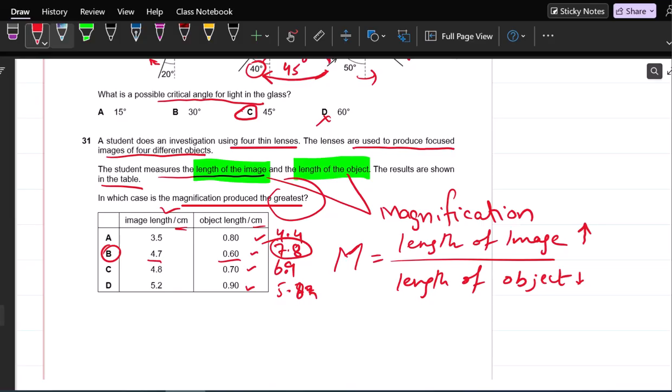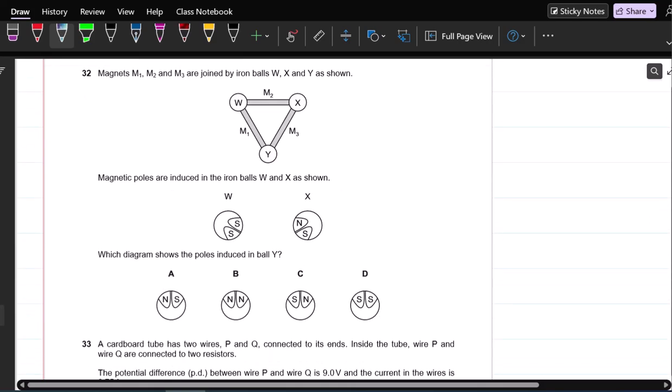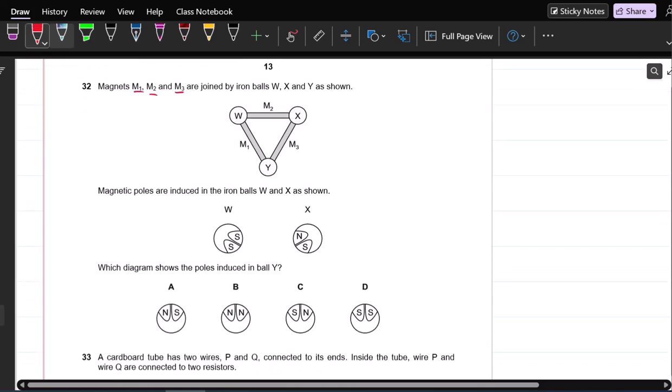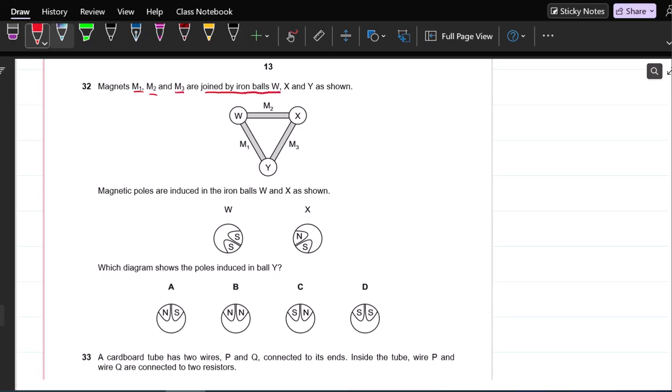So moving to question 32, magnets M1, M2 and M3 are joined by iron balls. These are the magnets and these are the balls W, X and Y. Magnetic poles are induced in the iron balls W and X. You can see here W, here we have south pole, here we have north, here we have south pole. Which diagram shows the poles induced in ball Y?